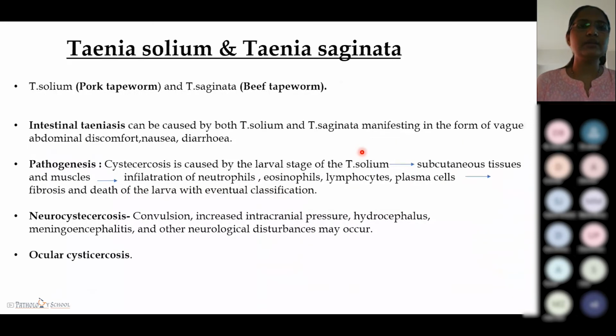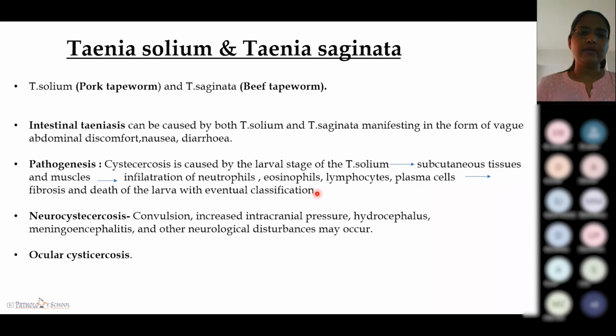So next is Taenia solium and Taenia saginata. As we all know, Taenia solium is the pork tapeworm and Taenia saginata is the beef tapeworm. Intestinal taeniasis can be caused by both, manifesting in the form of vague abdominal discomfort, nausea, and diarrhea. Cysticercosis is caused by the larval stage of Taenia solium. It infects the subcutaneous tissues and muscles, where infiltration of neutrophils, eosinophils, and lymphocytes and plasma cells is seen. Further, it will lead to fibrosis of the larva with eventual calcification.